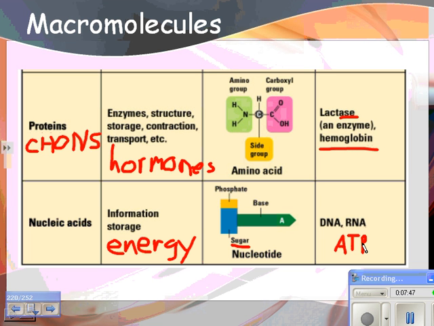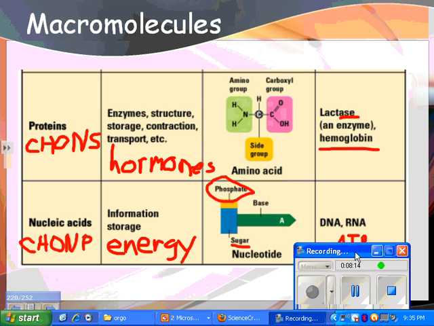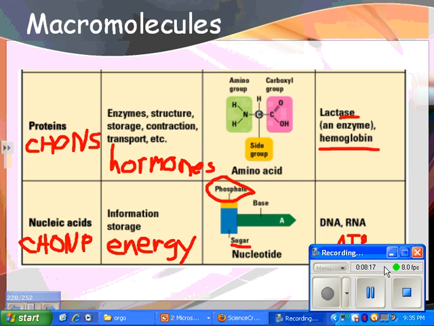ATP is a nucleotide, it's a monomer. DNA and RNA are both polymers. This one is single-stranded, DNA is double-stranded. And the elements are almost the same as in proteins. Carbon, hydrogen, oxygen, nitrogen. But there is not sulfur, instead there's phosphorus. And you can remember that because there's this phosphate group in the nucleotide. And that is the main gist of what you need to know for the macromolecules.